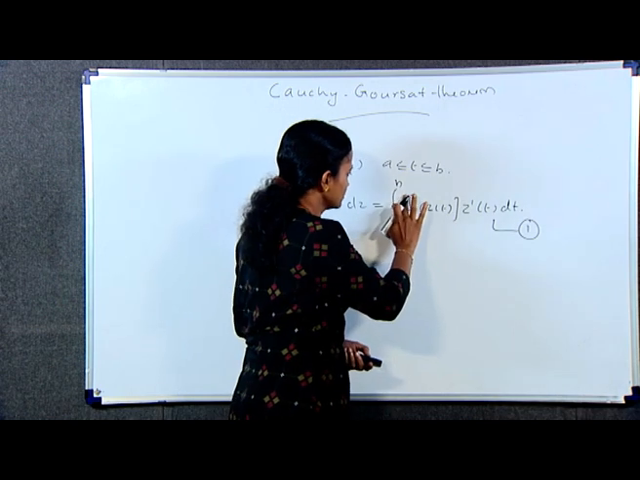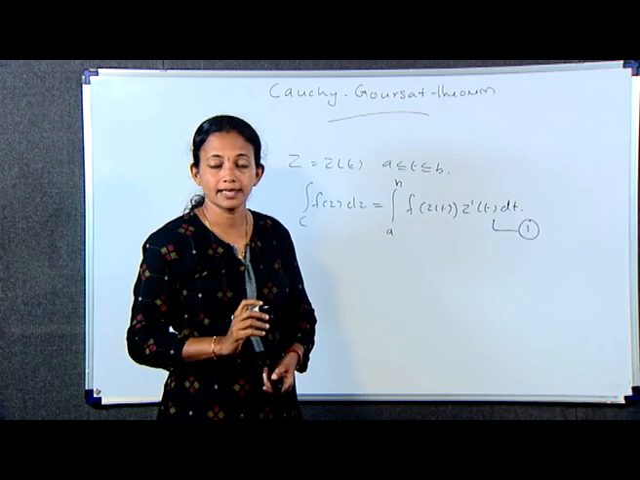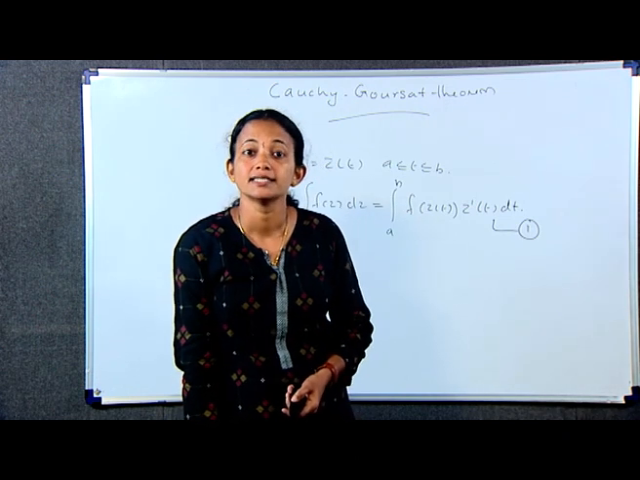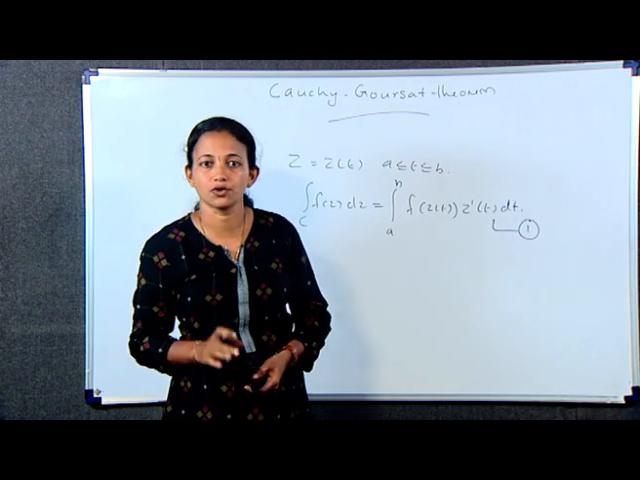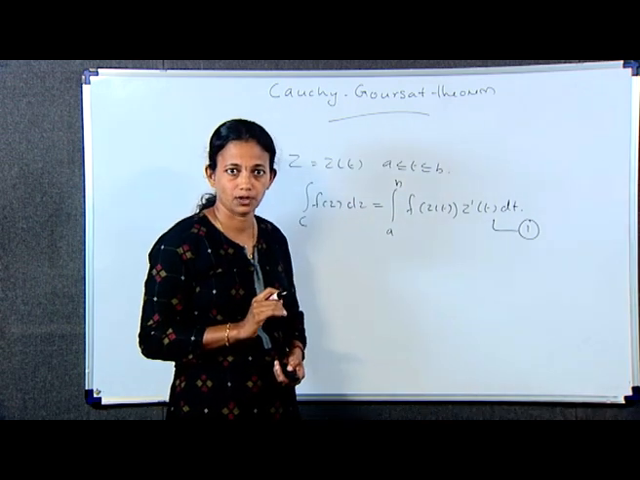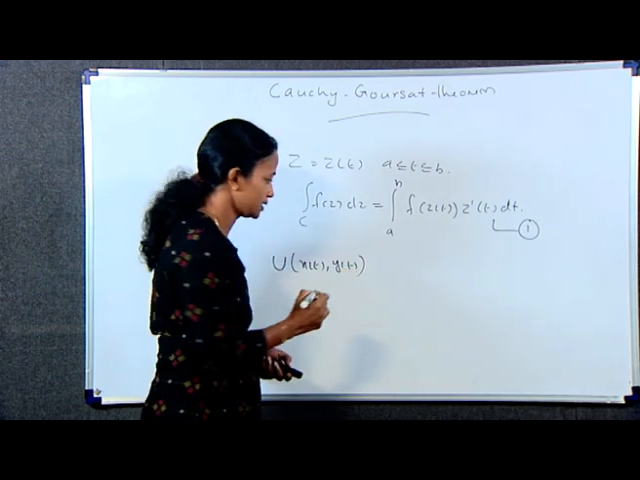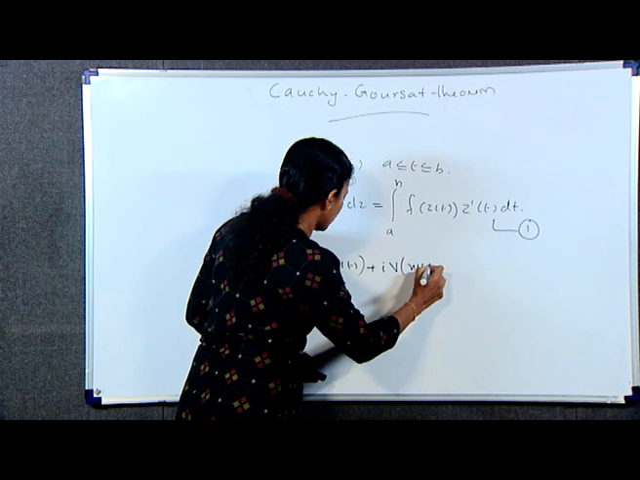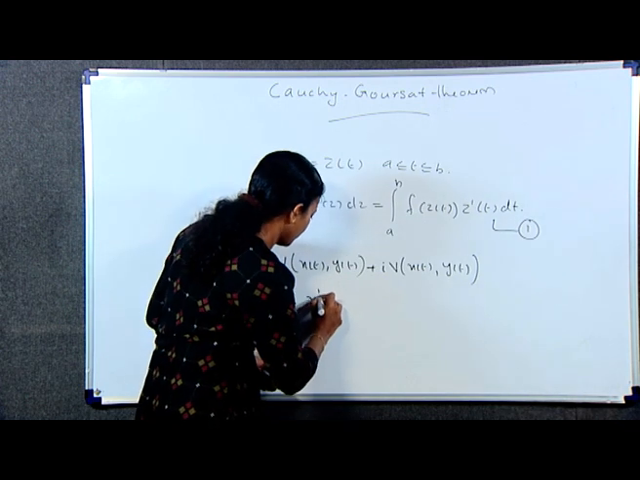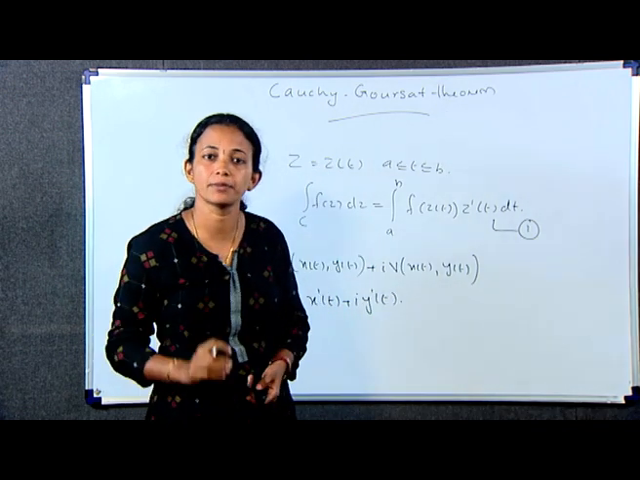And if f(z) = u(x,y) + i v(x,y) and z(t) = x(t) + i y(t), the integrand on the right in expression 1 is the product of the functions u(x(t),y(t)) + i v(x(t),y(t)) and x'(t) + i y'(t) of the real variable t.